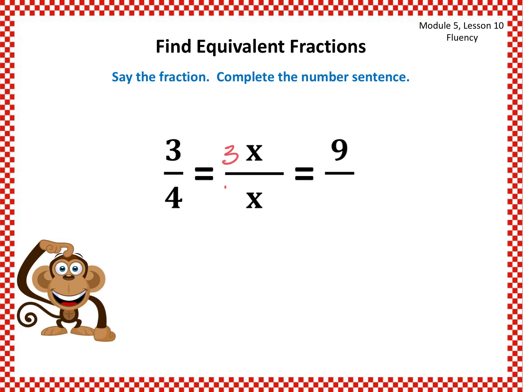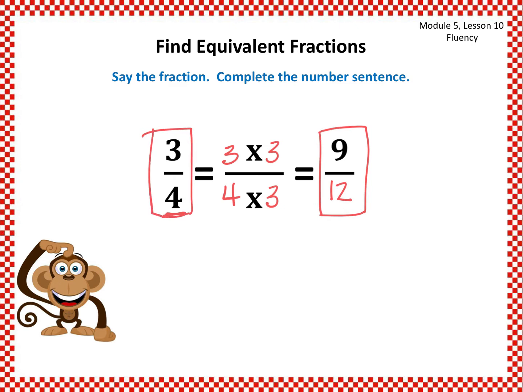All right, we're going to start with 3 fourths again because that's the fraction that we have here. So we're going to go ahead and put that in. Now I see that in the numerator I need to multiply 3 times something to equal 9. Well, I know that 3 times 3 equals 9. Do the same to the top as you do to the bottom, or the bottom as you do to the top, and 4 times 3 is 12. Therefore, I know that 9 twelfths and 3 fourths are equivalent fractions.